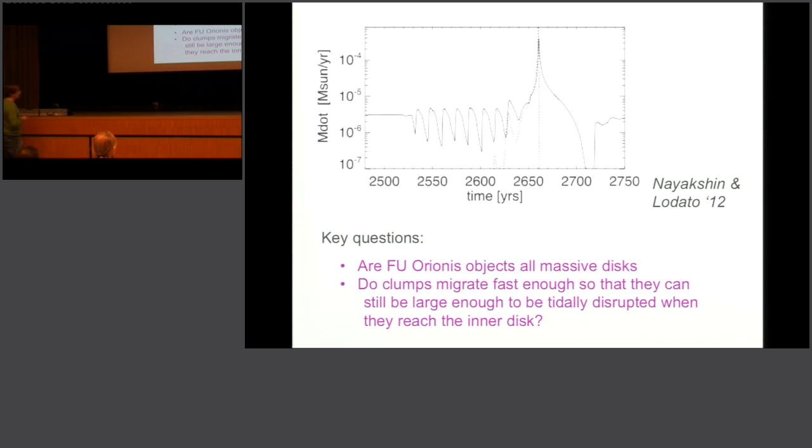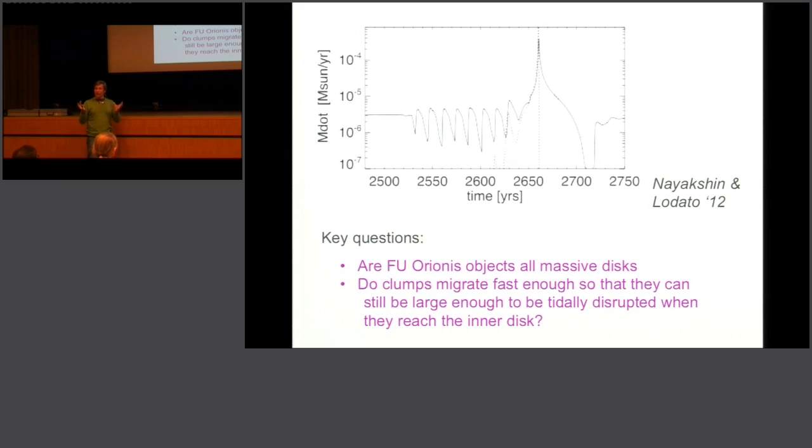Now, the theoretical questions, on the other hand, are sort of twofold. One is whether the clumps migrate fast enough. Most of the calculations that have been done to date that really explicitly track the evolution of the disk don't go anywhere near close enough to the star to really see whether they go all the way to being tidally disrupted. And then maybe more critically, do they remain large enough during that migration process?